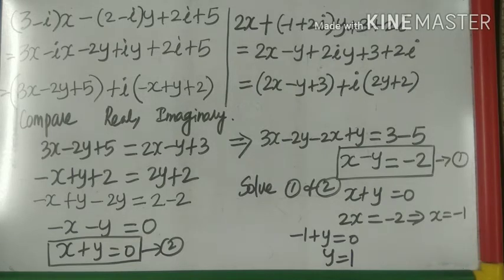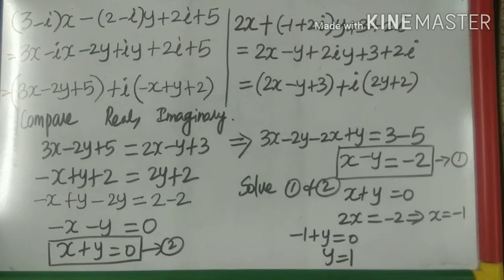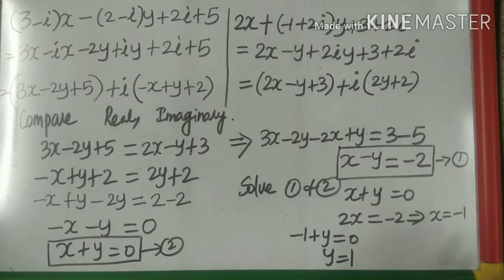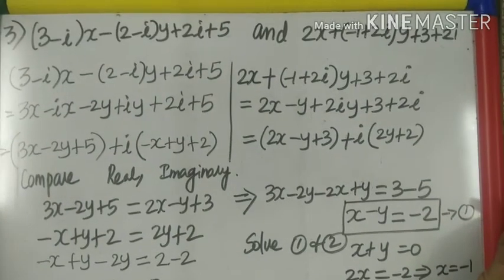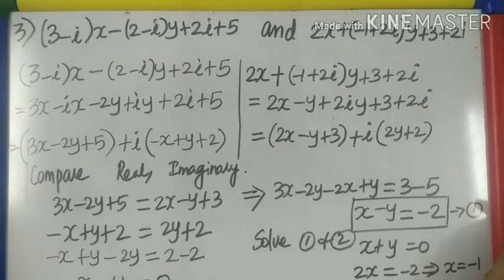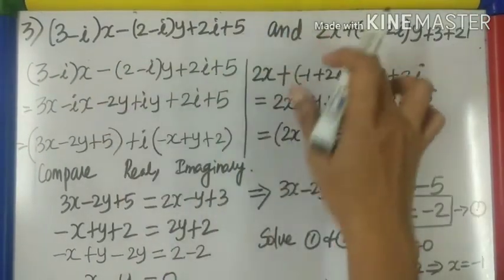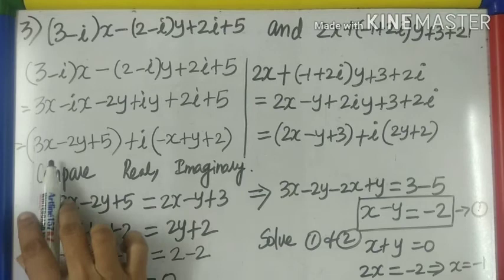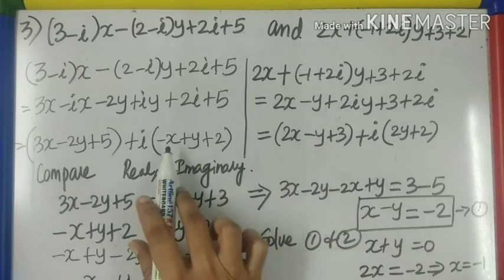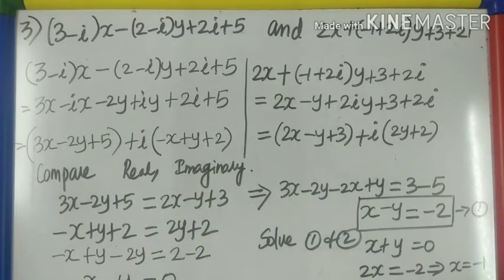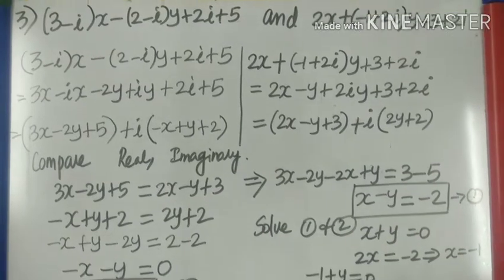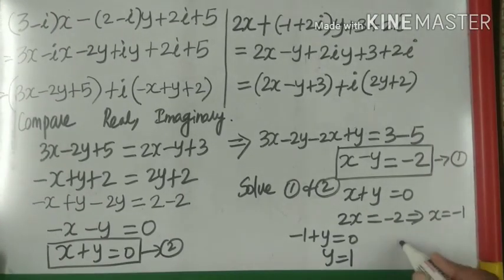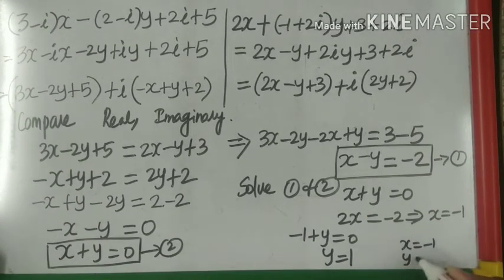The given question says two complex numbers are equal. So we try to check. Two complex numbers are equal means compare real and real, imaginary and imaginary. From which I get two equations. Solve the two equations and write the answer. x is equal to -1, y is equal to 1.